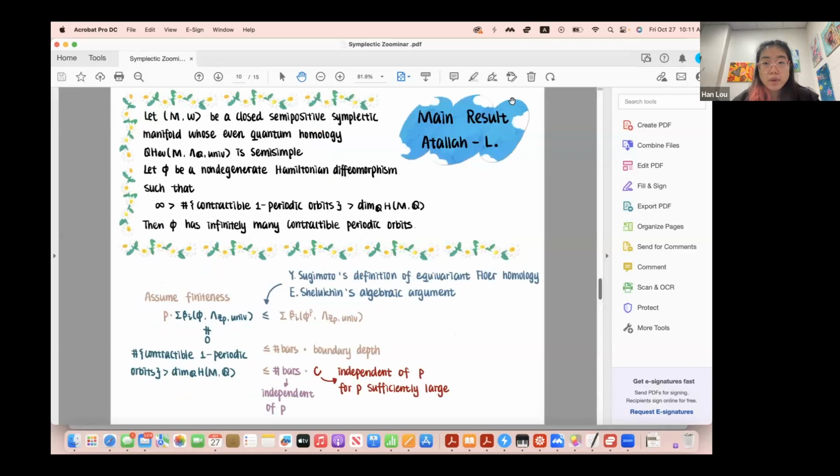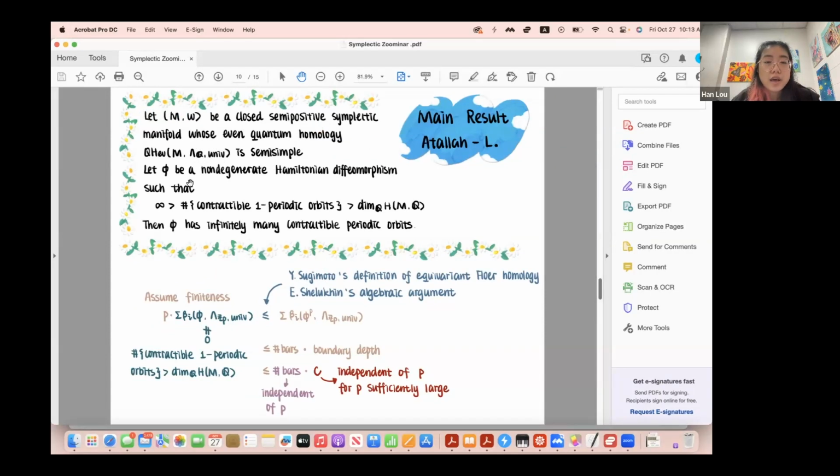Then this is our main result. (M, omega) is a closed semi-positive symplectic manifold whose even quantum homology is semi-simple. And now we take the coefficient to be Lambda over Q, the universal Novikov field with coefficient in Q. But this is not necessary. We can take this coefficient to be any field.